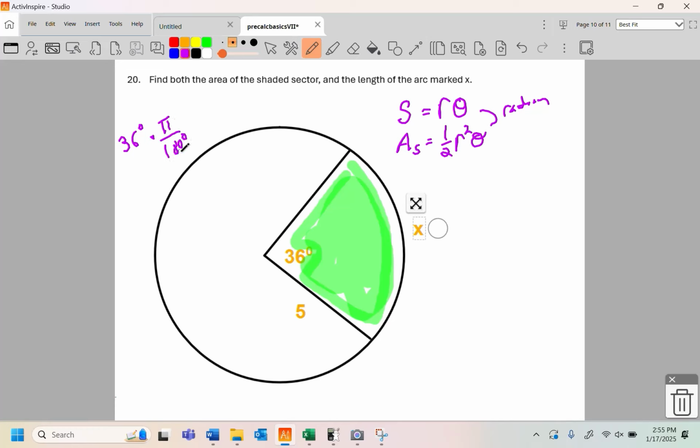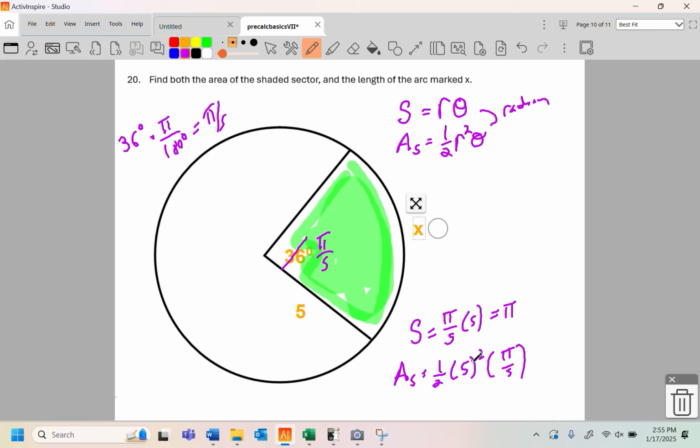Now 36 enters 180 5 times. 5 times 30 is 150. 5 times 6 is 30. 150 plus 30 is 180. So this ends up being pi over 5. Now I can use my two formulas. My arc length is going to be pi over 5 times the radius of the circle, 5. So it's just pi. My area is going to be 1/2 of that 5 squared times pi over 5, because the angle is pi over 5.